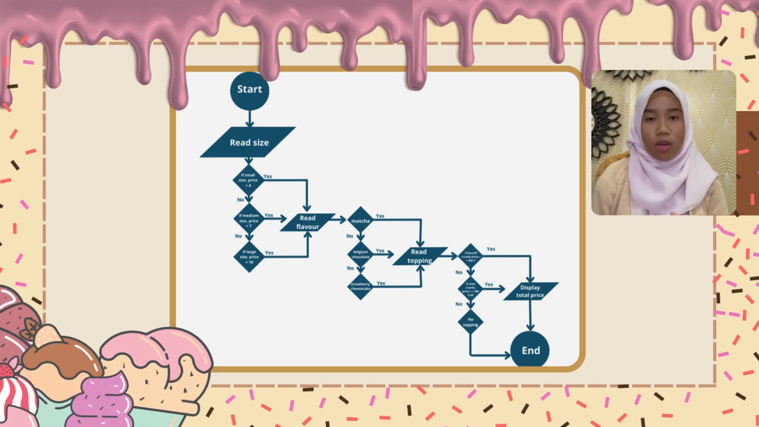And the third one, if the customer wants a topping, they can have biscuit crumbs, which has to add 1 ringgit, or Oreo crumbs, which has to add 15 cents. So the last one, the total price can be displayed on the ice cream machine.